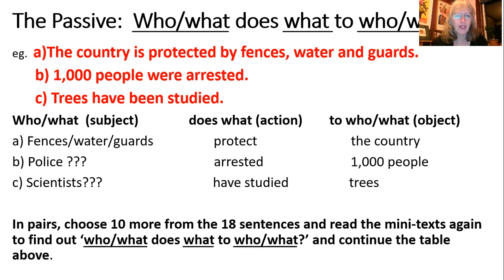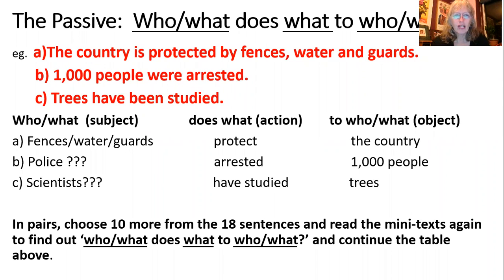In B, 1,000 people were arrested. Who did the arresting? We don't know. It's not important in the sentence, but probably police, probably. The action was arresting and did it to 1,000 people.